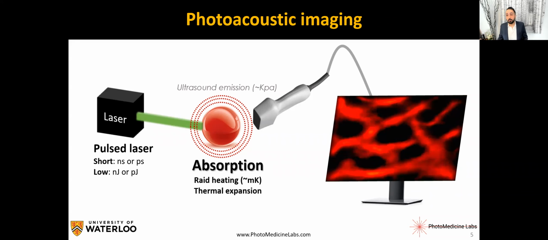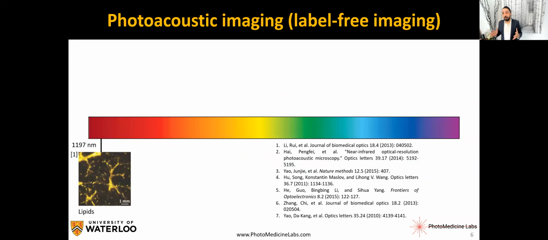So what does that mean, basically? That means that anything that absorbs light can now be imaged by photoacoustic. And the good news is almost everything absorbs light. And when we talk about absorption, the key point here is label-free imaging. That means we do not need any contrast agents or dyes to provide the imaging contrast externally. Our body naturally provides us with this imaging contrast.